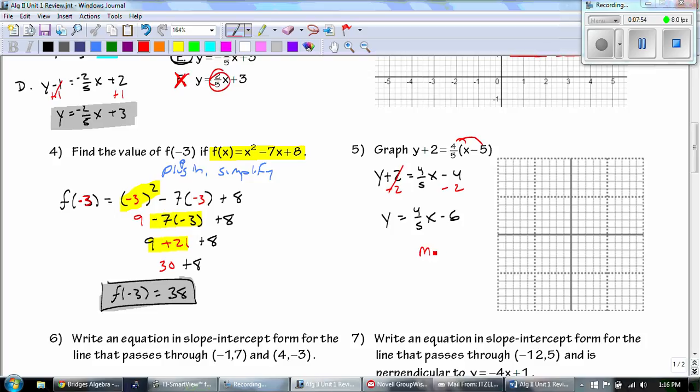So I know my slope is 4 over 5, up 4, to the right 5, and my y-intercept is (0, negative 6). So negative 6 is where I start. I go up 4 over 5, up 4 over 5, and I go in both directions. I've got my line, and now I'm going to use my straight edge to graph. And there we go.